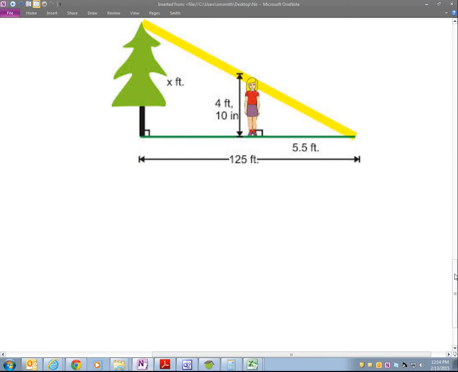Now, we're going to change her height to 5 feet. Okay, we're going to change her height to 5 feet, and also change the length of her shadow to 8 feet.